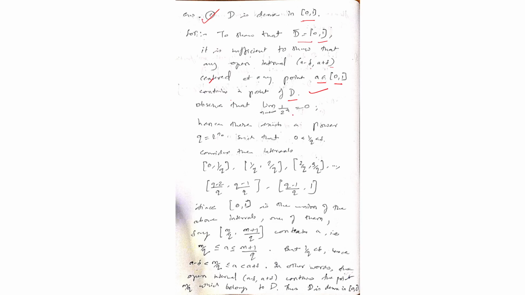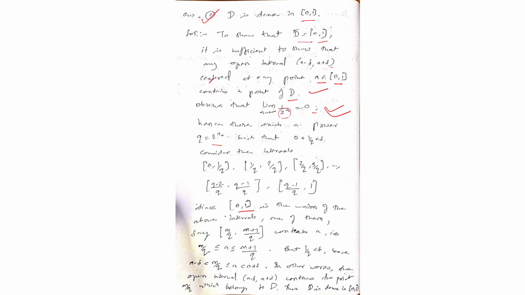So observe that limit n tends to infinity 1/2^n is equal to 0. Fine. Hence there exists a power q, like 2 to the power n_0, such that 0 will be less than 1 by q, that will be less than delta. Okay. For some n_0, by the definition of limit. So consider the intervals like this: 0 comma 1 by q, then 1 by q to 2 by q, like this, up to 1.